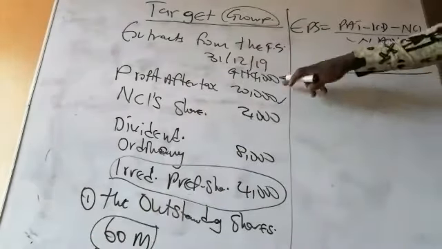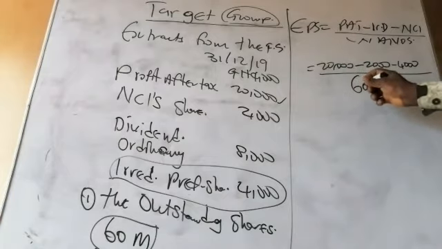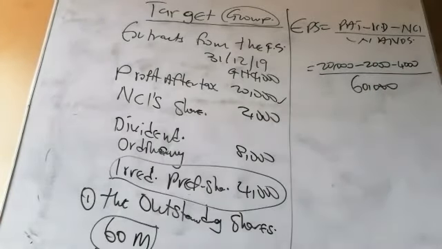All divided by the weighted average number of shares, 60 million. And because you create 3 zeros, 60 million will be 60,000 shares. So what is the earnings per share? This will give us 14,000. So 14,000 divided by 60,000.